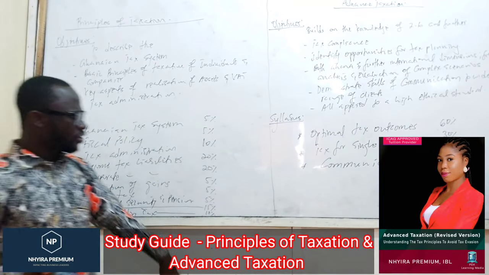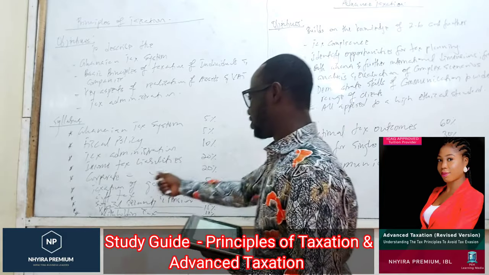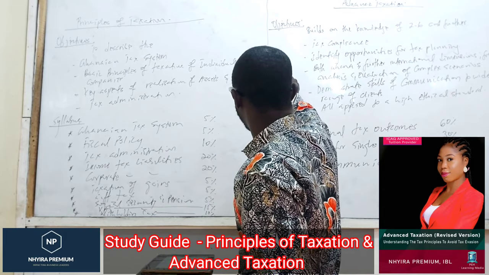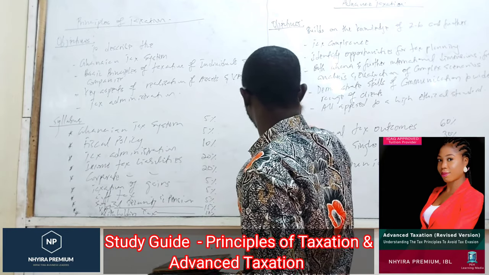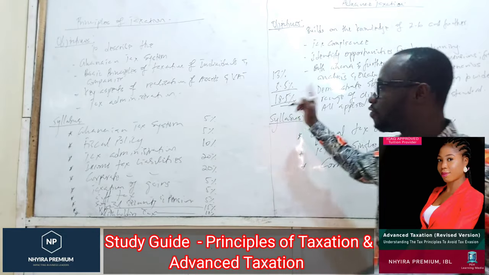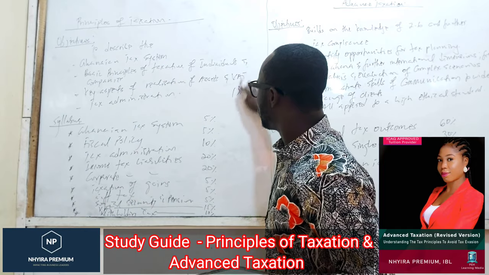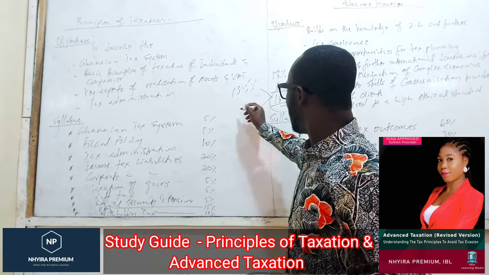Then we come to Social Security and pensions. The simple rule there is that the employer pays 13% and the employee pays 5.5%, which gives a total of 18.5%. Of this 18.5%, 13.5% is given to SSNIT first, and then what will be left?